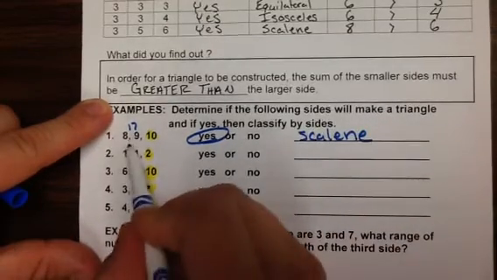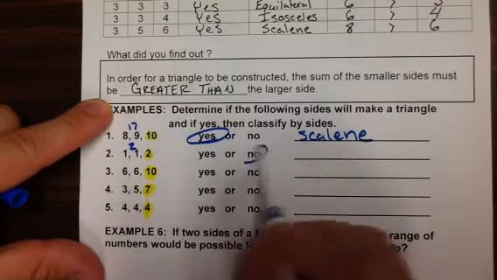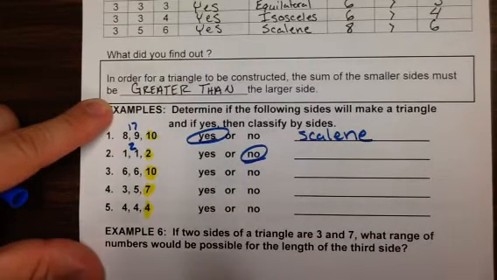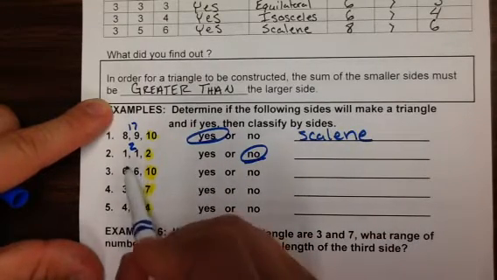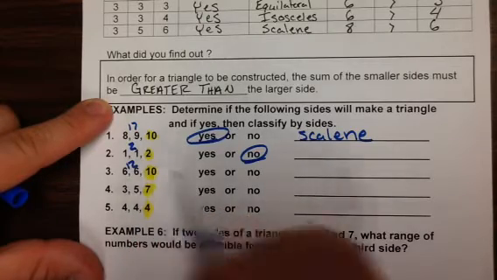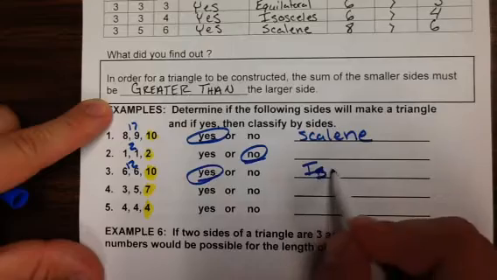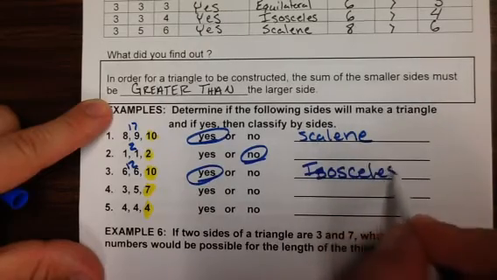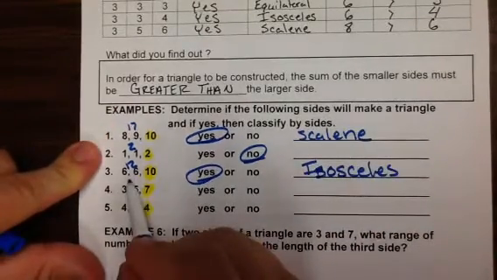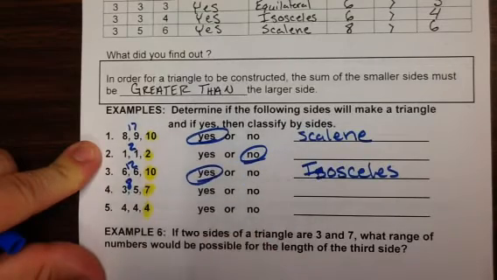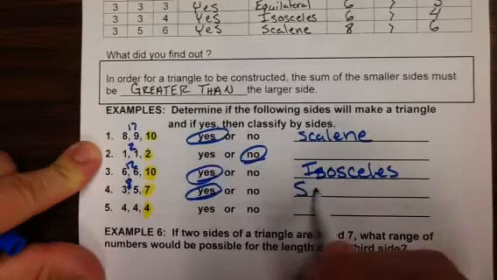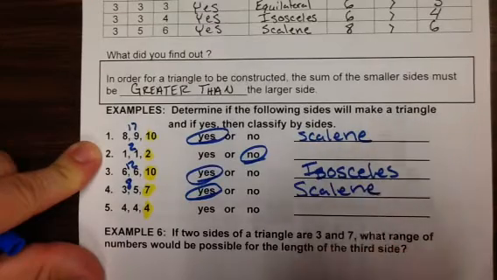1 and 1 add up to 2. 2 equals 2, so no, this would not be a triangle. 6 and 6 give me 12. 12 is greater than 10, so yes, this would be a triangle. It would be an isosceles triangle. 3 and 5 give me 8. 8 is greater than 7, so yes, this would be a triangle. It would be a scalene triangle.